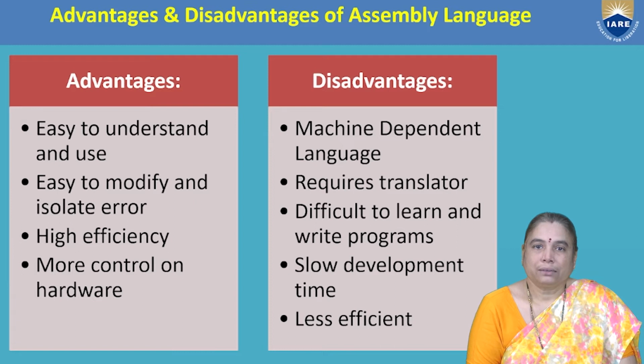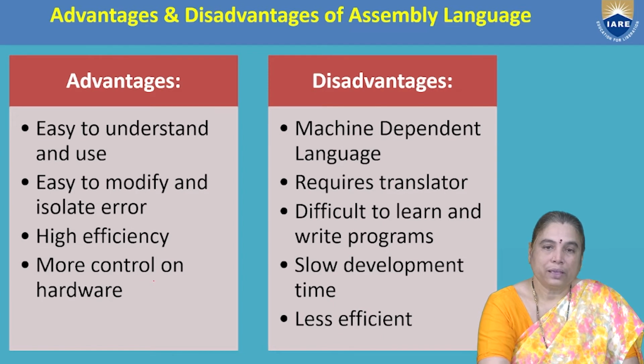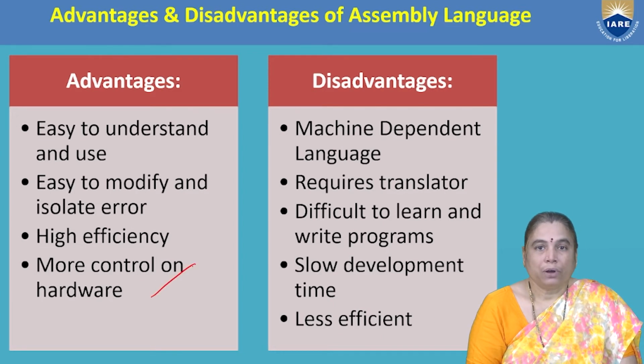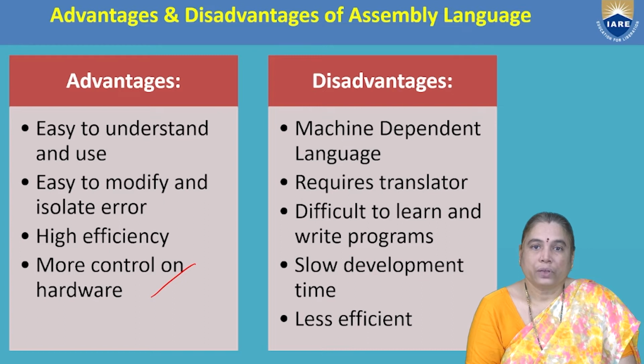What are the advantages and disadvantages of assembly language programs? An assembly language program is easy to understand. Why? Because the mnemonics increase the readability of the code. The user can easily understand the code and identify errors somewhat more easily compared to machine language, and the debugging process is also facilitated. It has high efficiency and more control over the hardware, because it is also processor dependent.